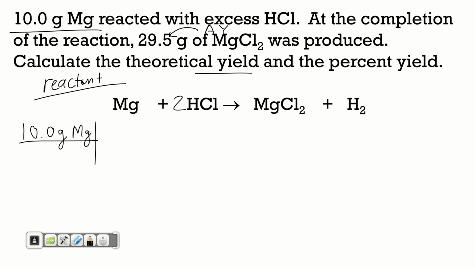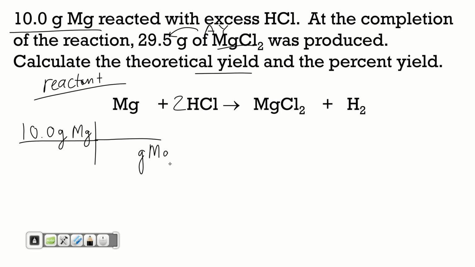You got to read it, and for context, we're saying when we finish the reaction, I have 29.5 grams of MgCl2 in front of me. So that's what's actually there, okay? So that number is not going to be used until the end. I need to change Mg, though, into MgCl2 to figure out the theoretical yield.